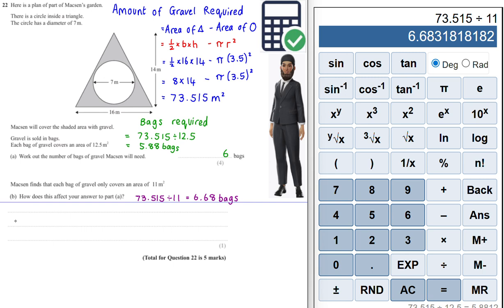So therefore we would require an additional bag, e.g. 7 bags, to complete the job.